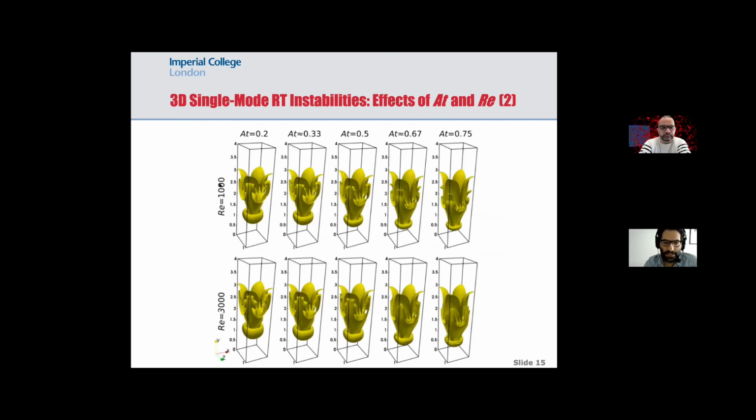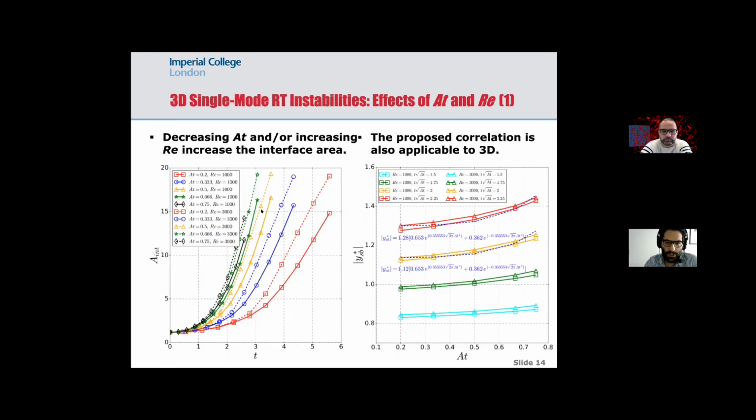When you increase the Reynolds number or you decrease the Atwood number, you get a stronger tip vortex ring and a slightly wider instability. That's why you get a larger interface area, as we saw in this graph.